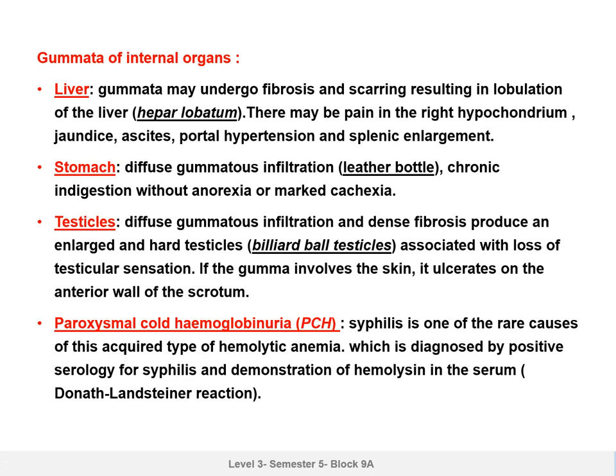Gumma of internal organs: the liver, hepatolobatum; the stomach, lesser bottle stomach; the testis, billiard ball testicle. The gumma involves the skin and ulcerates on the anterior wall of the scrotum. Also, there is paroxysmal cold hemoglobinuria. Syphilis is one of the rare causes of this acquired type of hemolytic anemia.